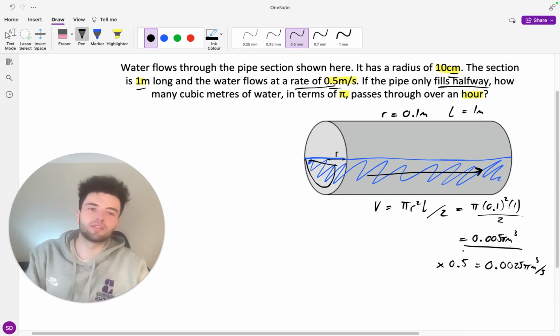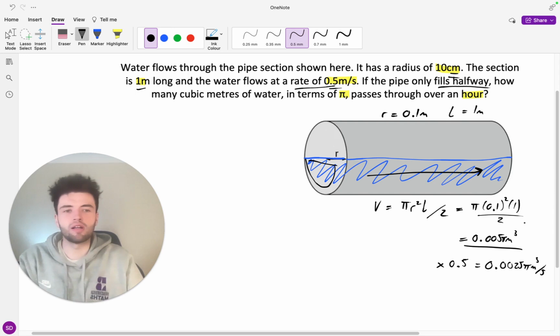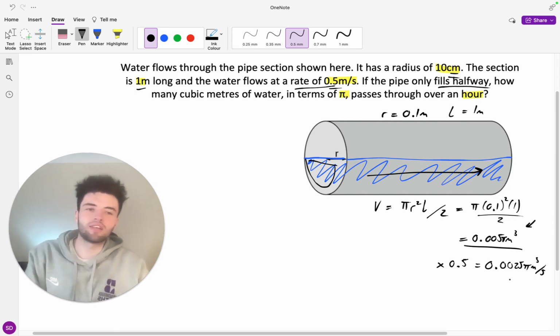And I've also just realized that I accidentally dropped a pi, so there should have been a pi on the first line up here. But in any case, the amount of water passing through the pipe per second is going to be 0.0025 pi meters cubed per second, because the rate of flow here is not distance over time, but volume over time, and we need to make sure we get our units right. So it's going to be meters cubed every second.